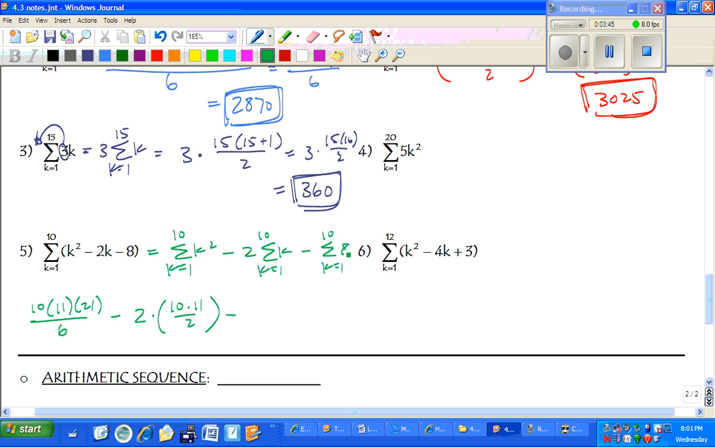minus the last one is just a constant. So that fits the one from the other side, the first one we looked at, first theorem. That one's just going to be 8 times the number of terms. We end up getting 385 for our first one, minus 110, minus 80, which gives us 195.